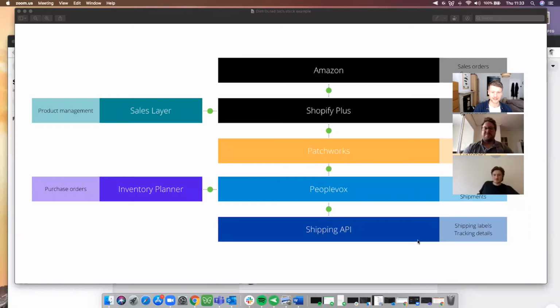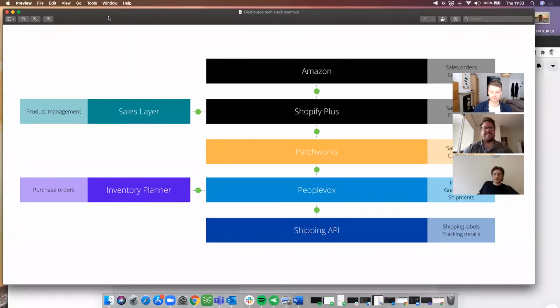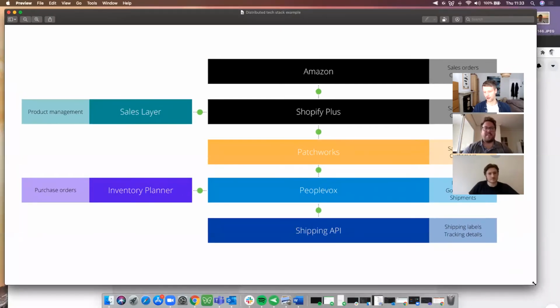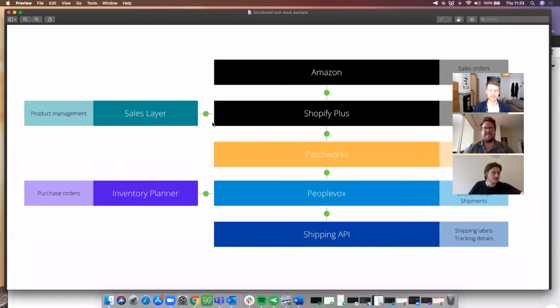Let's start there. Can you see my screen? I can. All right, so this isn't from a specific merchant, but it gives the scale of what a distributed tech stack looks like. My assumption here is that this is a brand that owns their own brand. They're not reselling lots of other people's product.